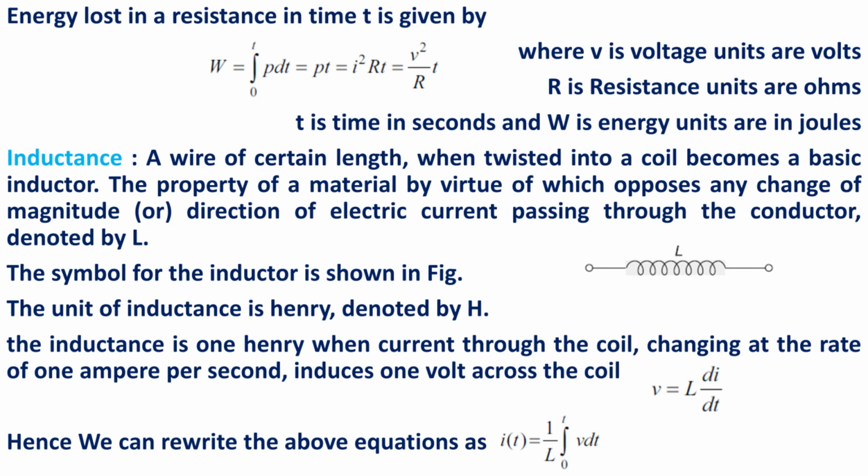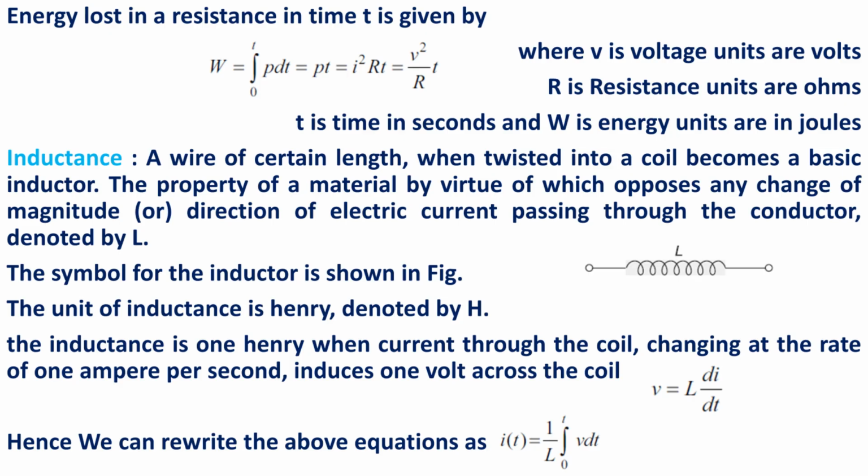Energy lost in a resistance in time t is given by W equals integral 0 to t P dt, which equals P into t, I squared R into t, or V squared by R into t, where V is the voltage in volts, R is the resistance in ohms, t is the time in seconds, and W is in joules.